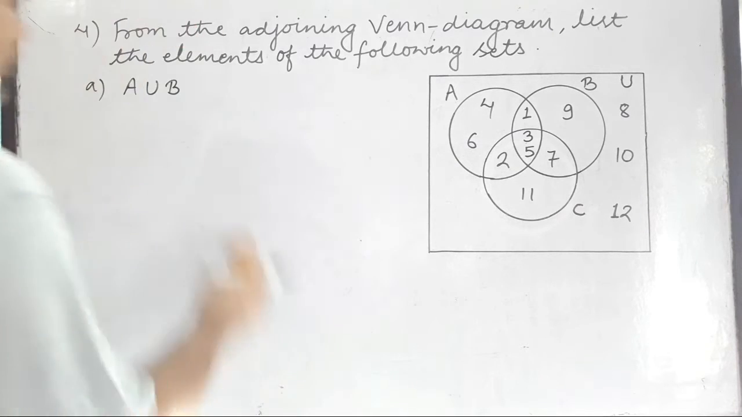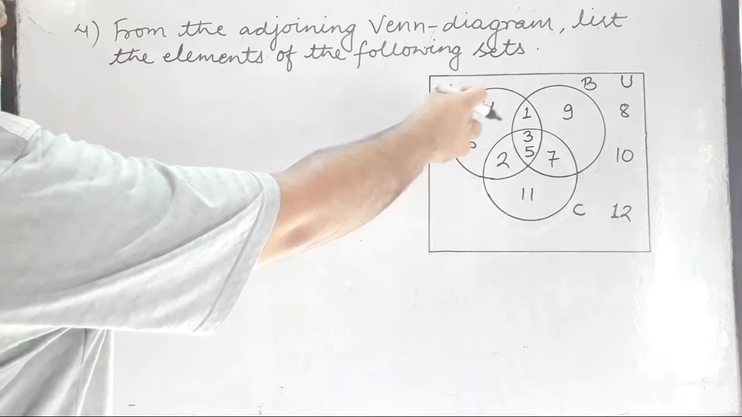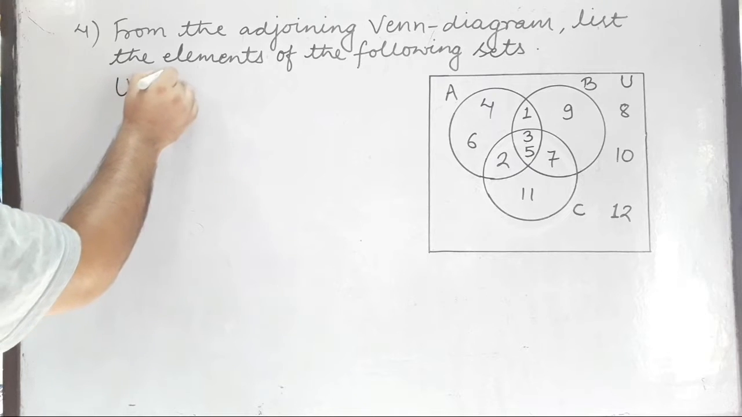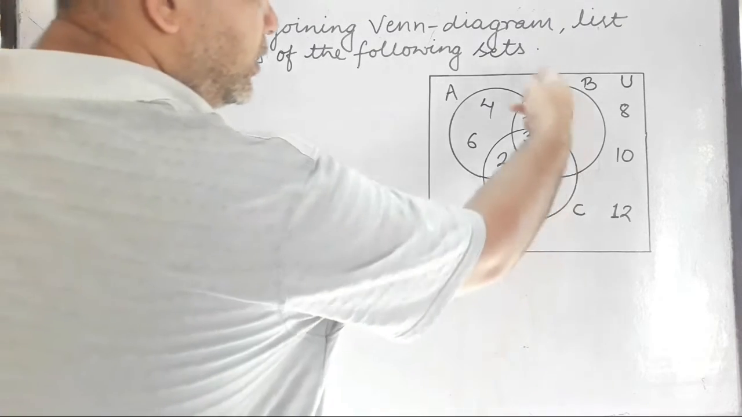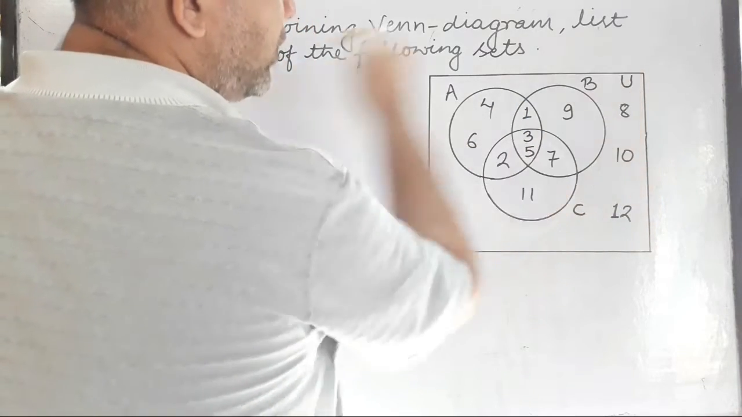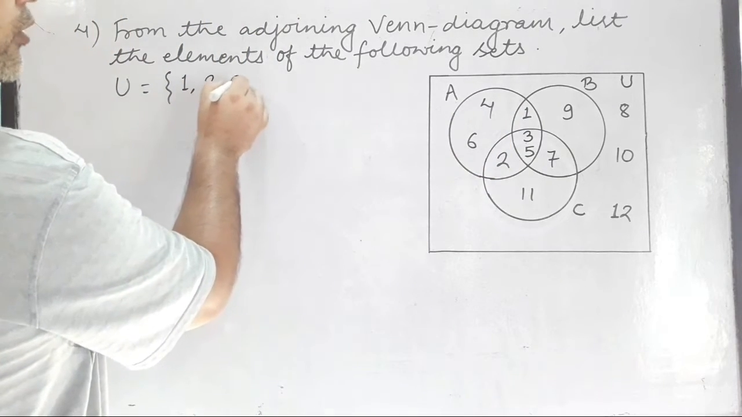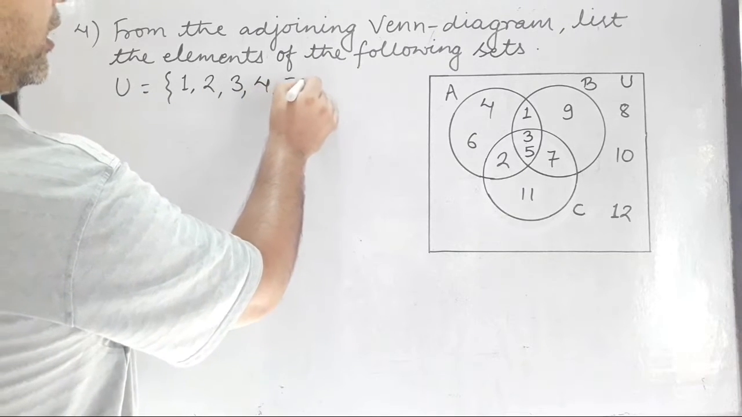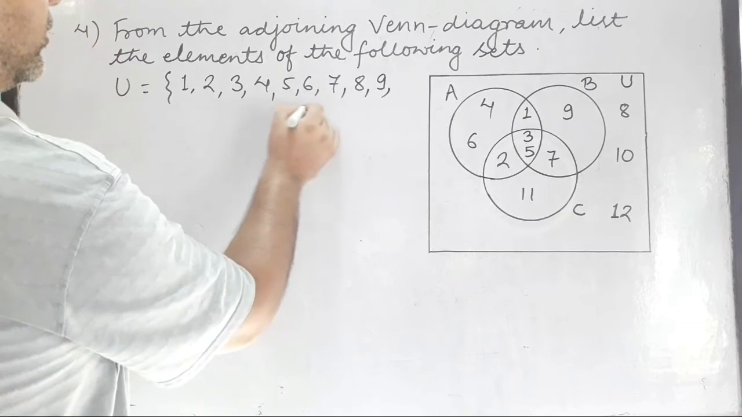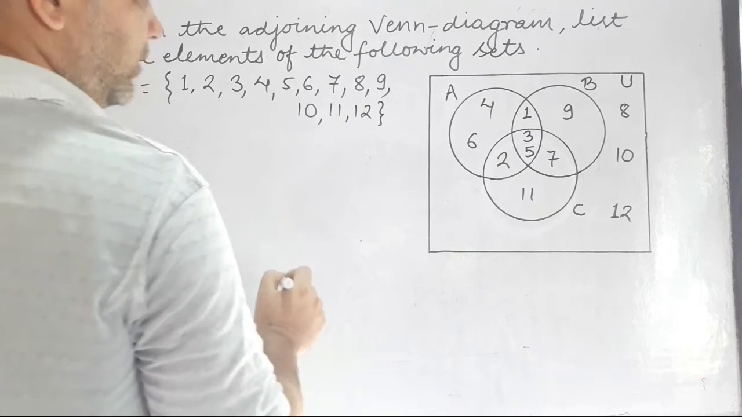Before writing these elements, let us list down what are in the universal set U, A, B and C. Let us list the elements. Universal set. What are the elements of universal set? These are all the elements inside sets A, B, C and outside. These are the elements of universal set U: 1, 2, 3, 4, 5, 6, 7, 8, 9, 10, 11, 12.